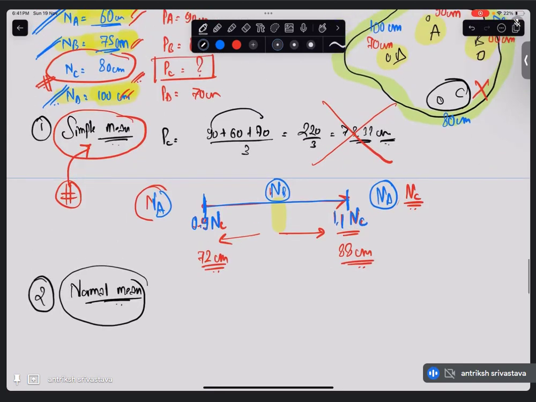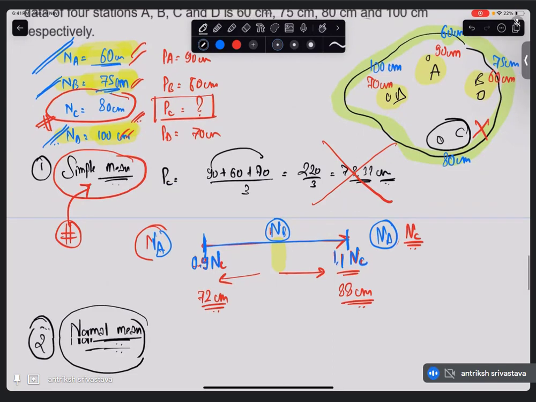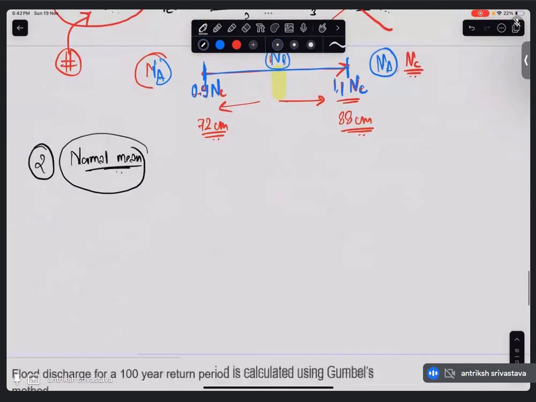What range? Yes, sir. Okay, good. Yes. Very good. So now we have to use the normal mean method.